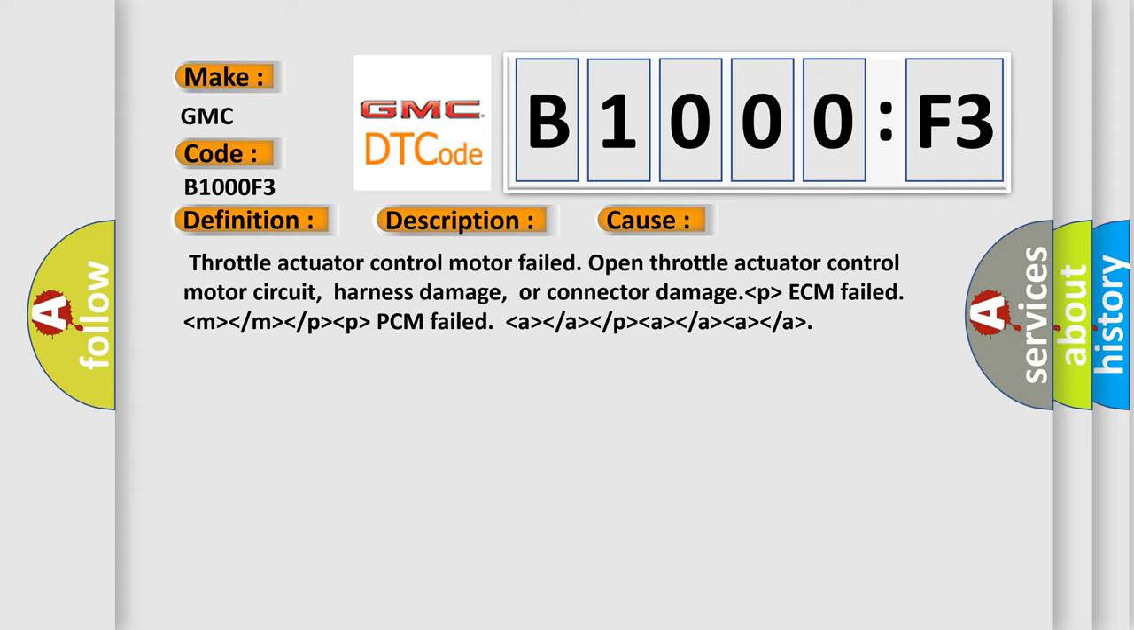M, higher than lower than or P, higher than lower than P, higher than PCM, failed lower than a, higher than lower than or a, higher than lower than or P, higher than lower than a, higher than lower than or a, higher than lower than a, higher than lower than or a, higher than.